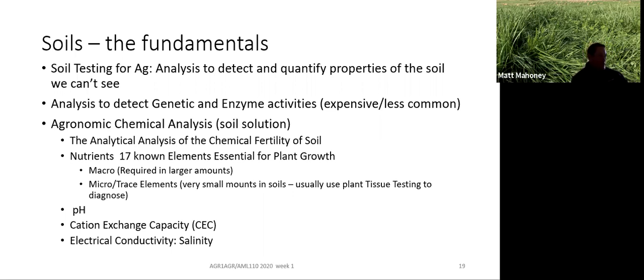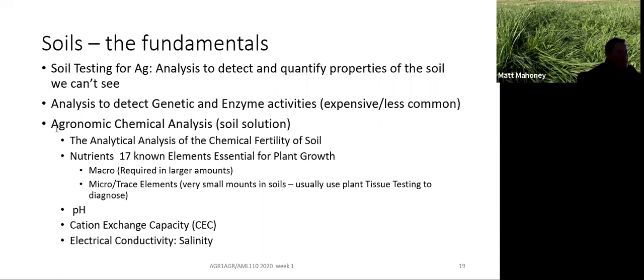There are also other analyses which we can do, which are important, but I haven't really done many of these myself out in the field. You can detect genetic and enzyme activities. They're generally very expensive to do, I'm told, but you can pick up a range of biodiversity or enzymes that could be active there. One enzyme that springs to mind that I have done some work on is the urease enzyme, which breaks down urea and is responsible for nitrogen volatilization. You may have heard of that term before.